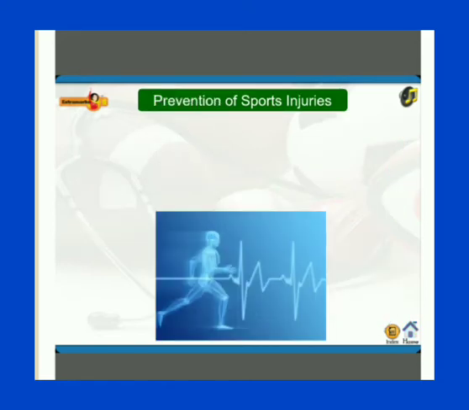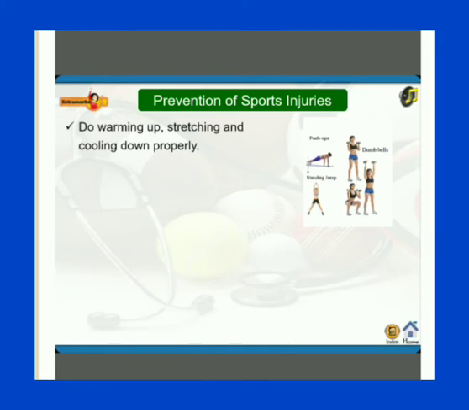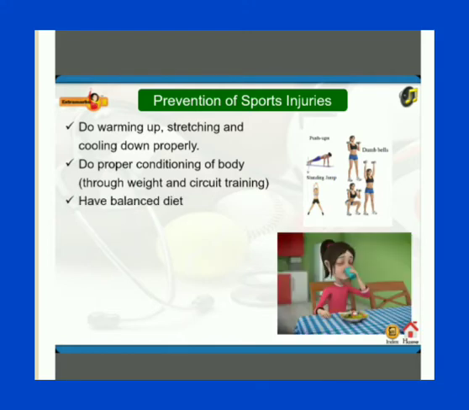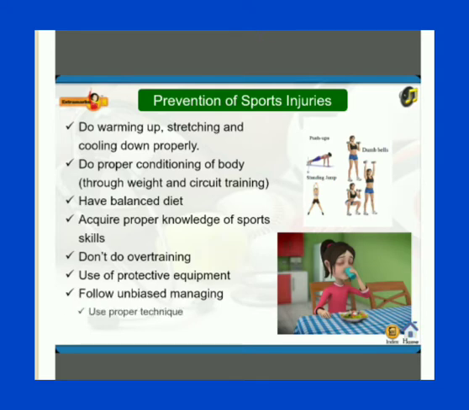Prevention of sports injuries. The life of an athlete is valuable. Sports injuries have a negative impact on the performance of an athlete. To prevent such injuries, athletes may take some steps like do warming up, stretching and cooling down properly. Do proper conditioning of the body through weight and circuit training. Have a balanced diet. Acquire proper knowledge of sports skills. Don't do overtraining. Use protective equipment. Follow unbiased managing. Use proper technique. Obey the rules.